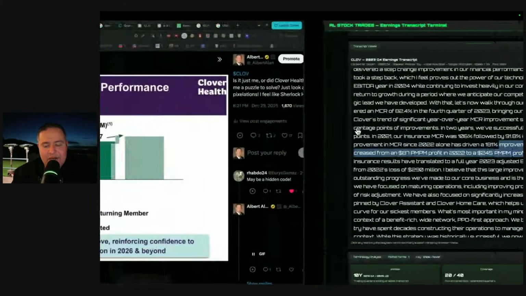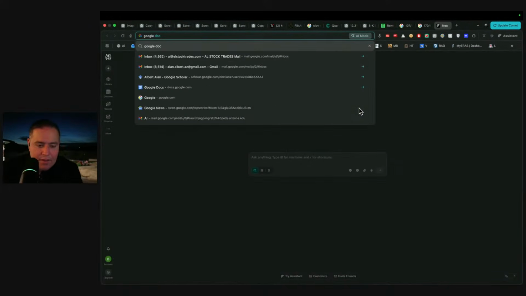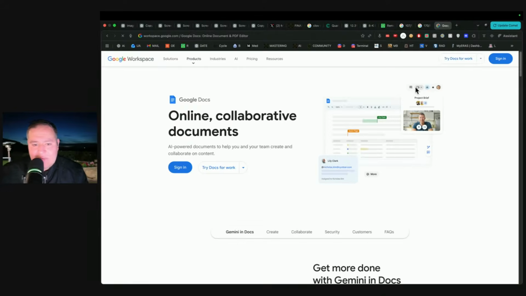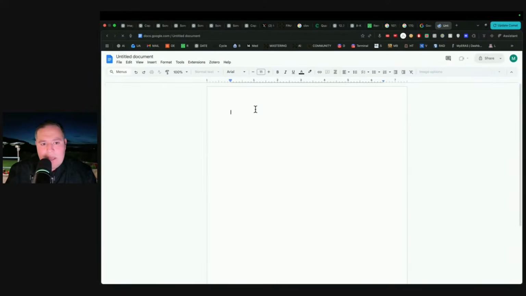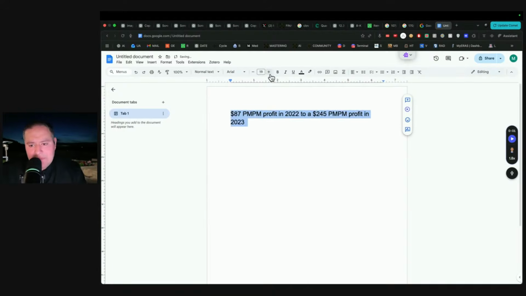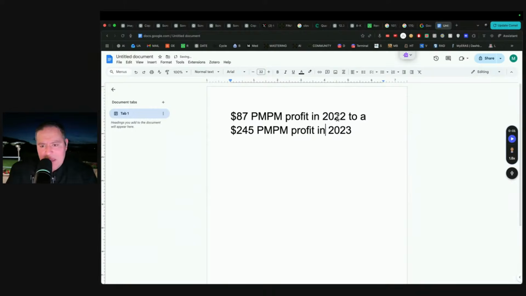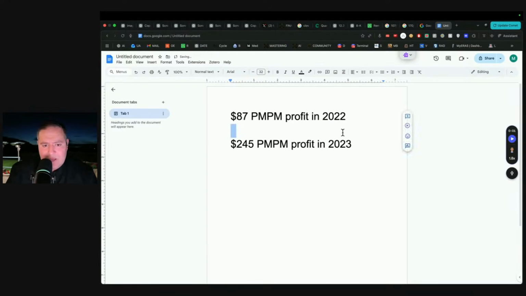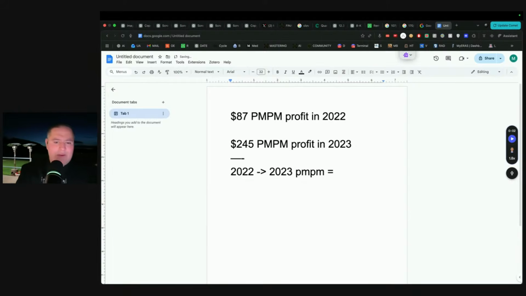So let's just take this here. $87 PMPM profit in 2022 to $245 PMPM profit in 2023. Let's open up a Google Doc. Let's pop this here, put the dollar sign, and increase this by a lot so we can see. So the overall percent increase from 2022 to 2023 on a PMPM basis is equal to whatever 87 to 245 is.